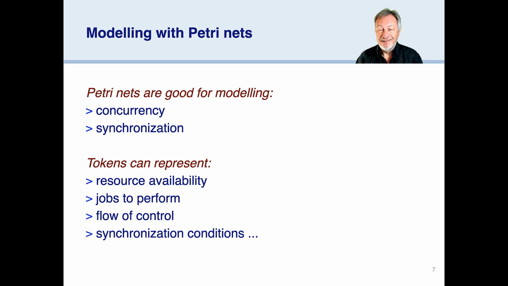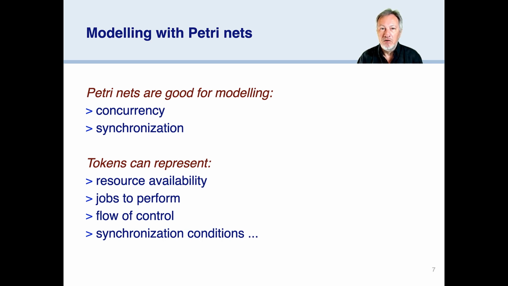The PetriNet itself is uninterpreted. That means that it's up to us what places and transitions and tokens mean. So we can use tokens to represent, for example, the availability of resources. A token is sitting in a place, and we use it to model the fact that various transitions want to have mutually exclusive access to them. Or a token could mean that it's a task, a job to be performed.